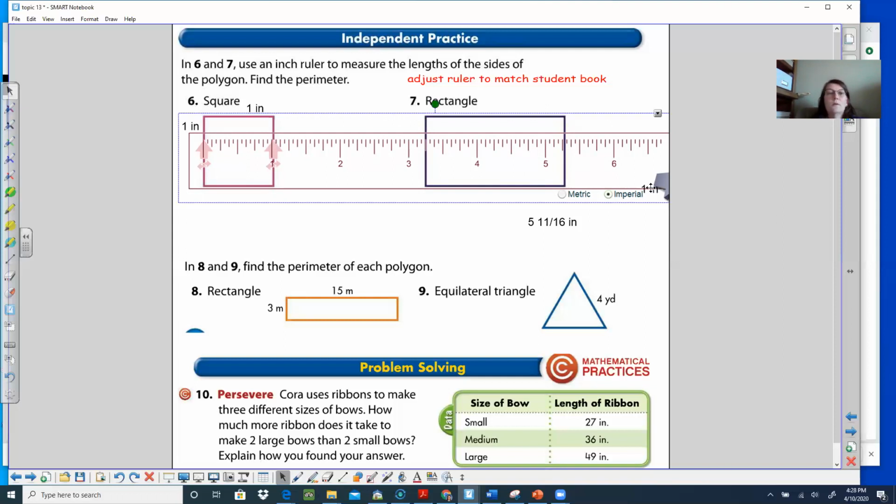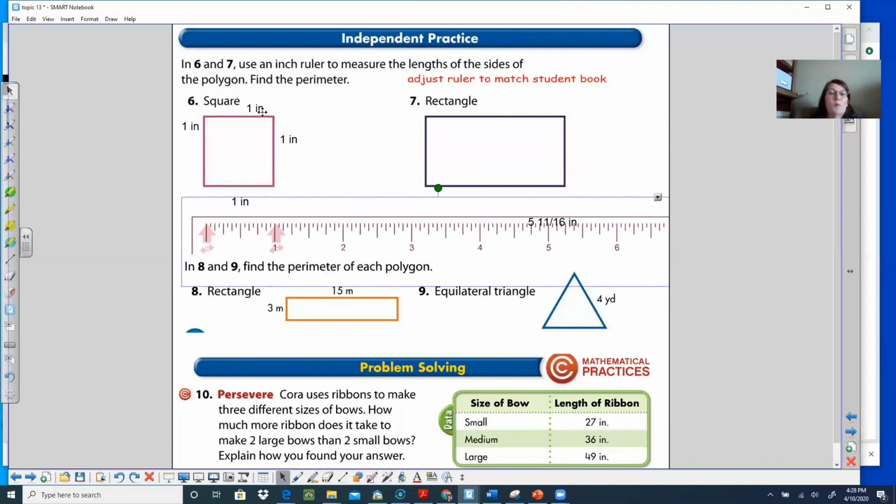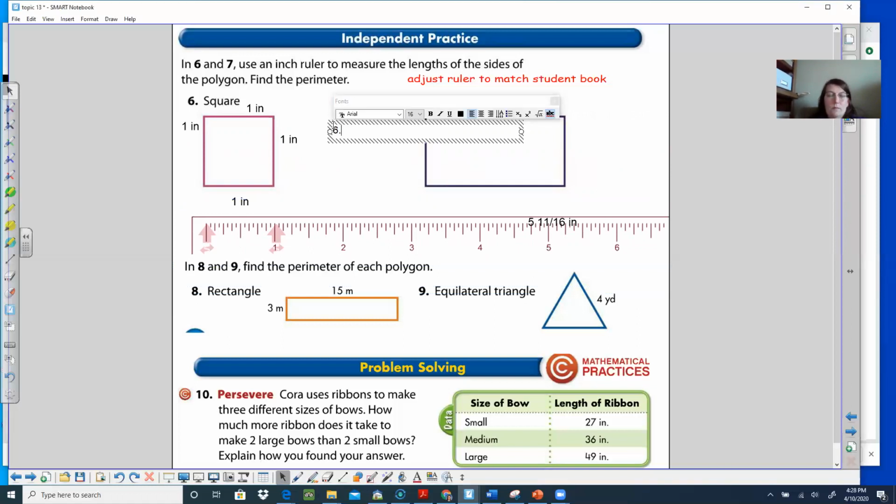I'm gonna label that side 1 inch. And a square has how many sides? 4. Gotta label that other guy too. I'm gonna label this guy 1 inch. So now that I have labeled all of my sides, I can find the perimeter. 1, 2, 3, 4. So for number 6, there we go. That one is 4 inches.